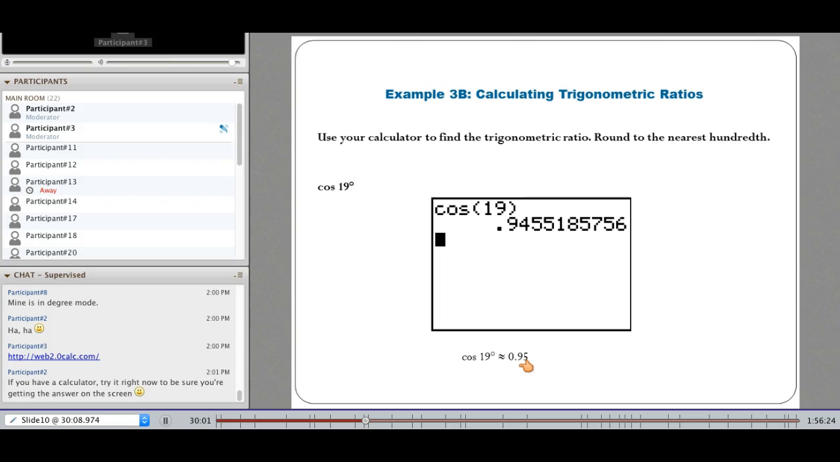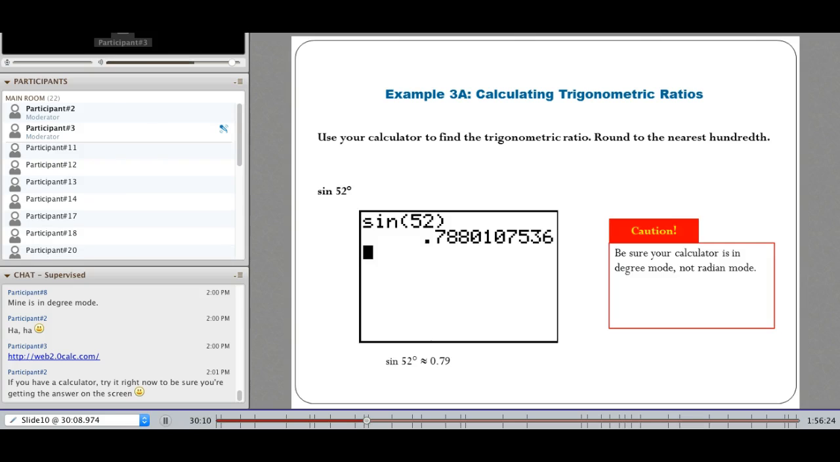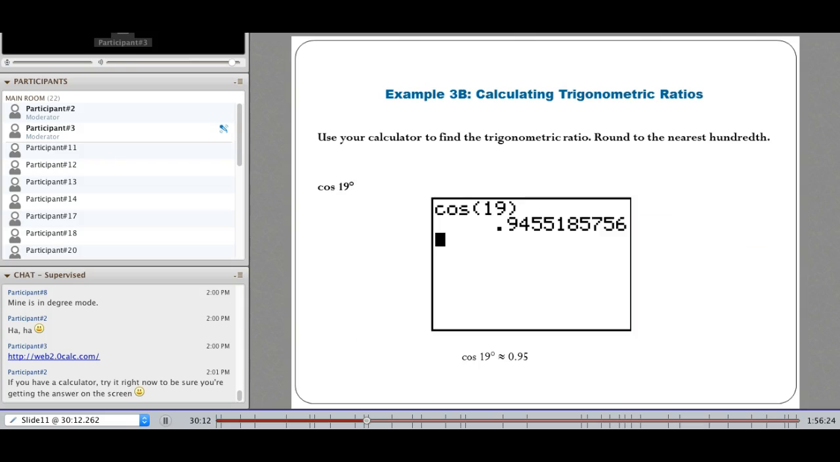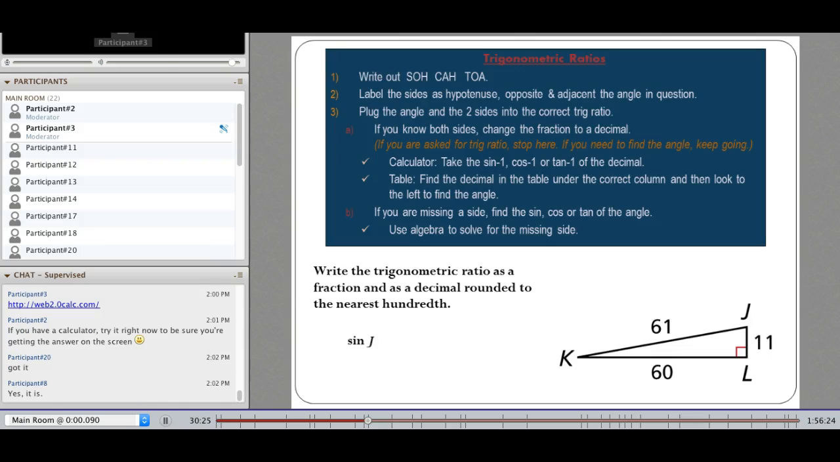Yeah, so if you have a calculator, try it right now to make sure you're getting the correct answer. This way you'll know if it's in degree or in radian mode if you're getting the wrong answer. Okay, so the first one was sine of 52, and the second one was cosine 19. Okay.